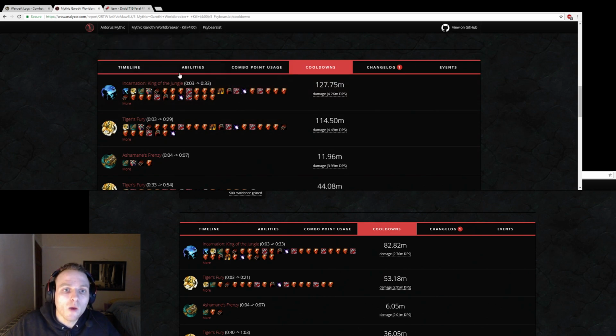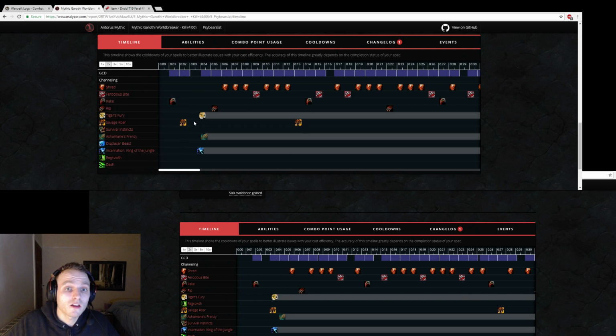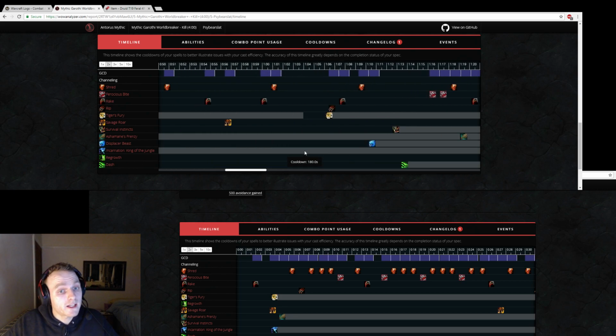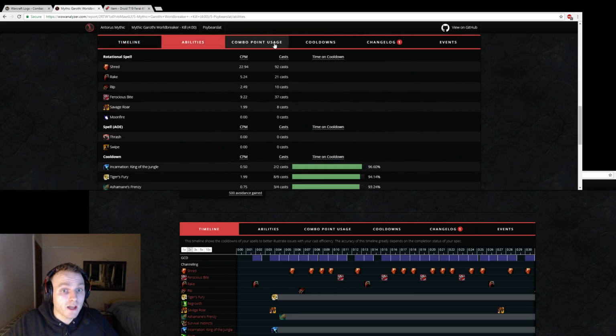That kind of thing. I will briefly mention, because it has just crossed my mind, it has just caught my attention that on this log it does not show you Moonfire usage, and I don't know why that is, but it's not there. You can look at all the spells here, and Moonfire is not present. I don't know why that is, but it doesn't take that into account now.